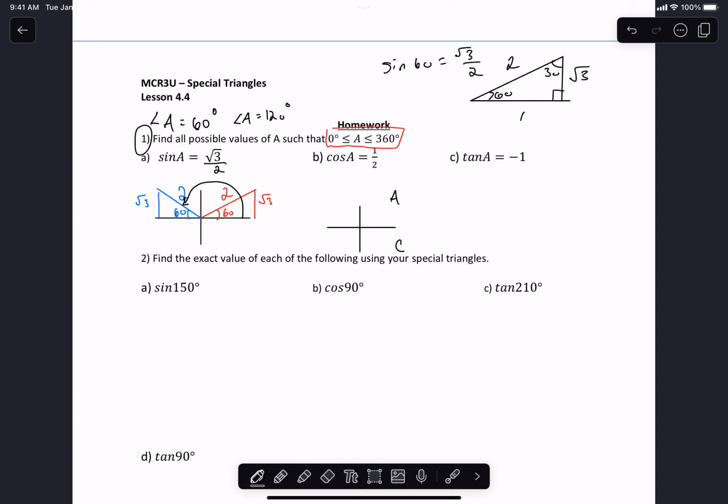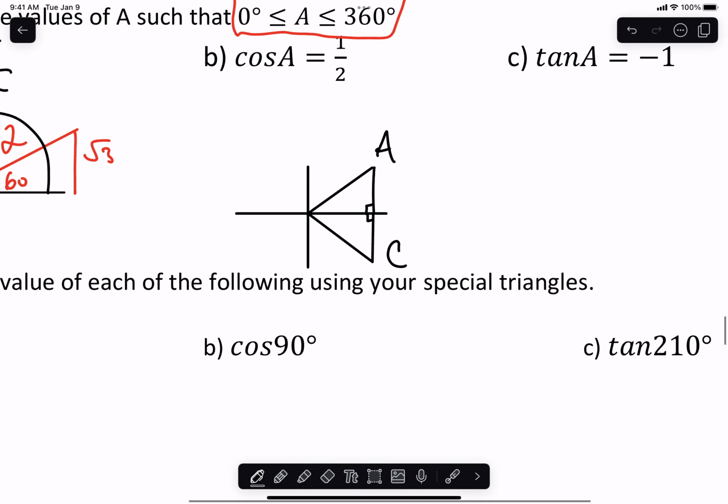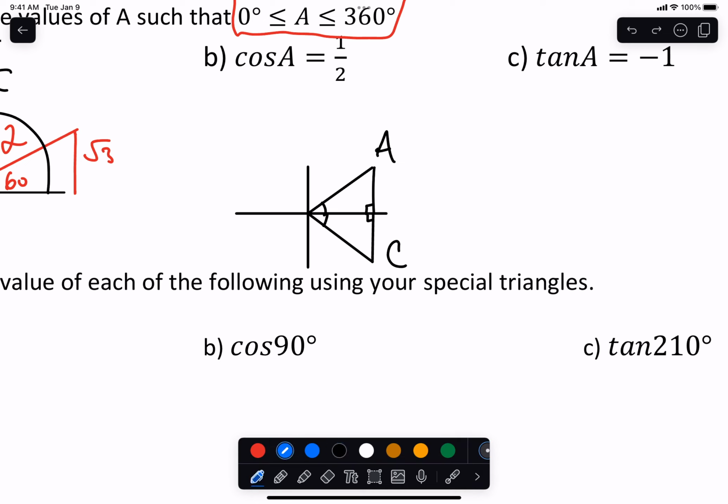Which means I'm just going to draw two triangles in here and try to put the information on. I'll zoom in too. They should be the same. Okay, so cosine says what? This is my theta, or angle A, I suppose, right? This is theta, that's theta, and it says the cosine is 1/2. So what does that mean my side lengths have to be?